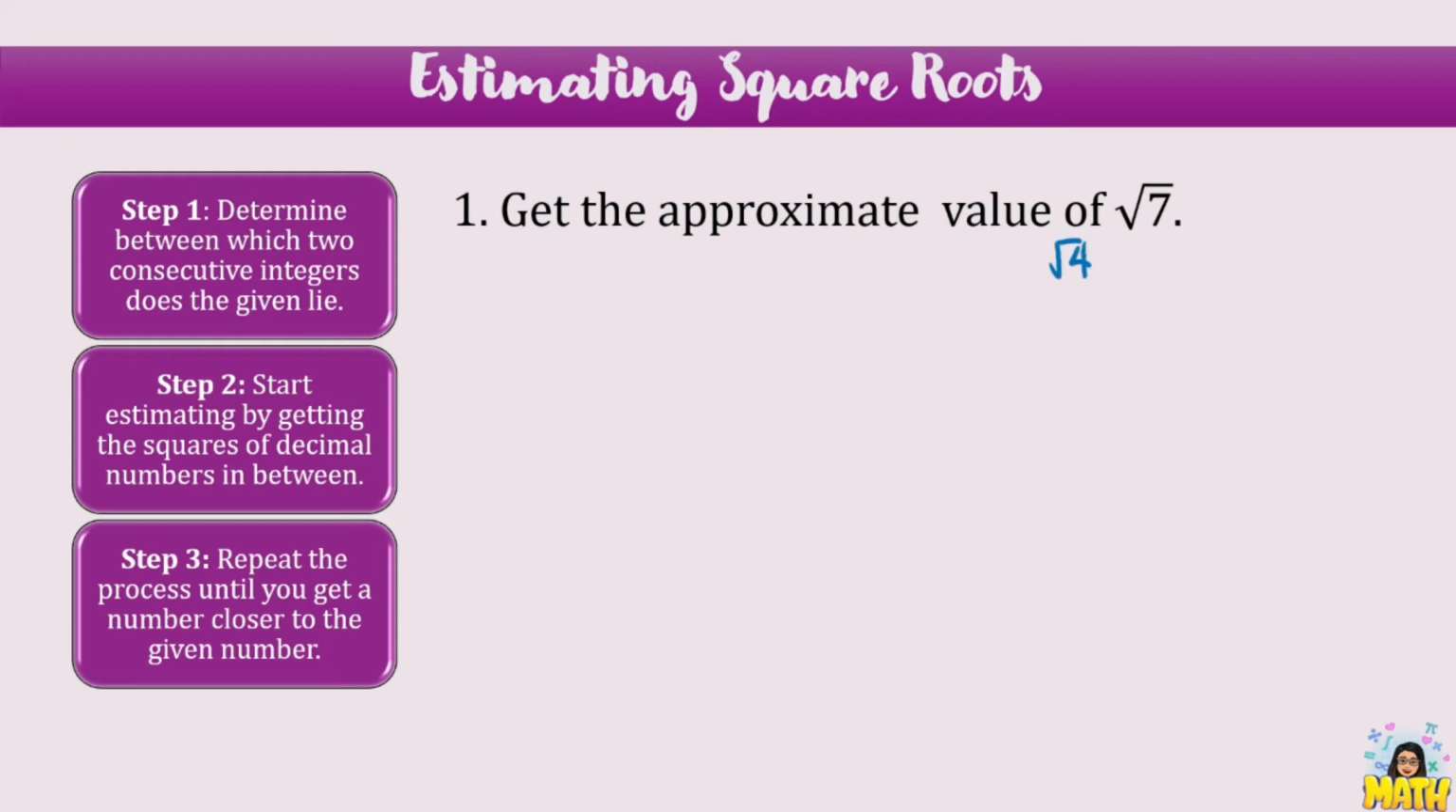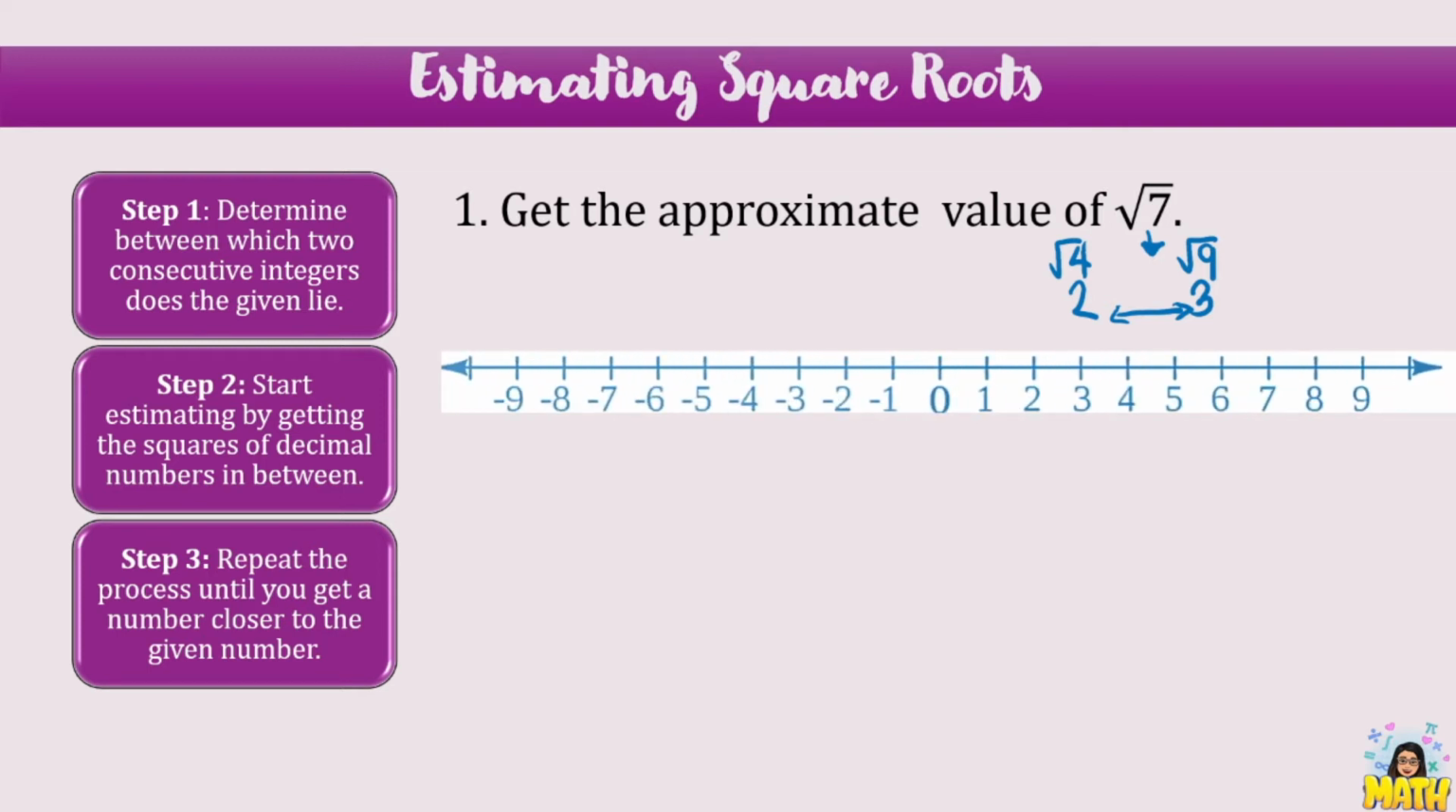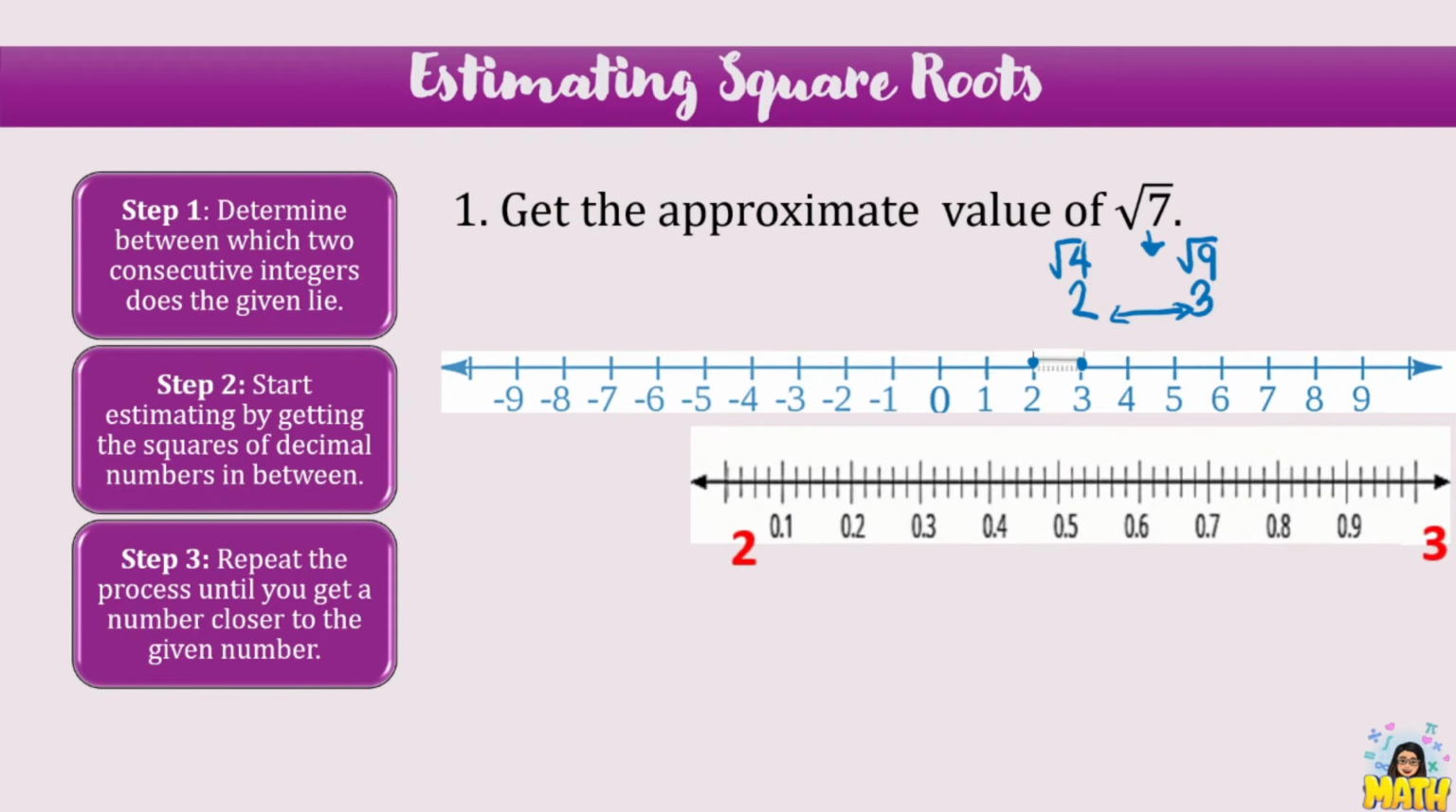We can have square root of 4 and square root of 9 because square root of 4 will give us 2, square root of 9 will give us 3. That means ang value ng square root of 7 is between 2 and 3. Kung ipa-plot natin to sa number line, may mga maliliit na numbers dyan, which are decimal numbers. The possible values of square root of 7 are between these numbers.